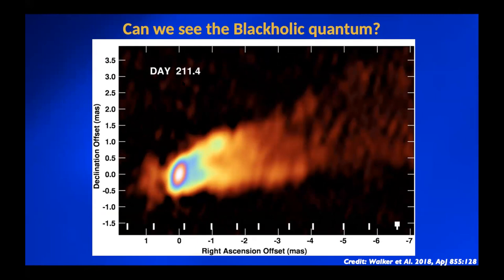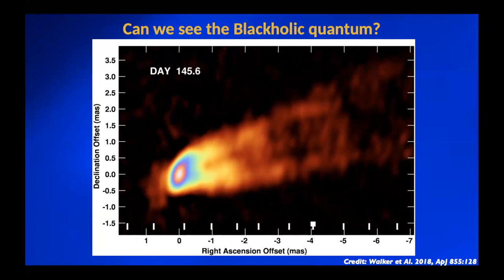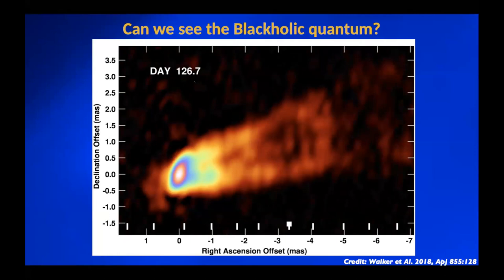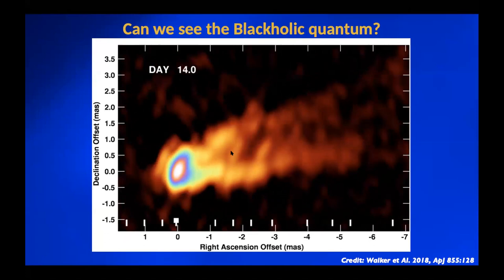You see the characteristic blobs, here one, here another one, emitted precisely of the order of a few days apart. Let's see another beautiful picture. Again, taken by the Very Large Array, we see the blobs here, here, here. And again, the characteristic emission time is of the order of a day.